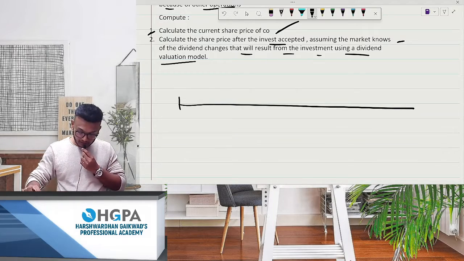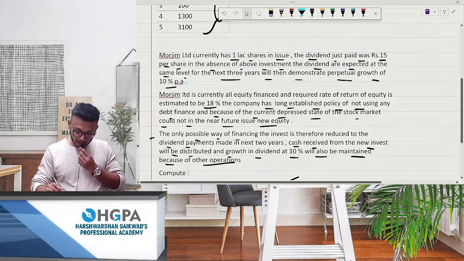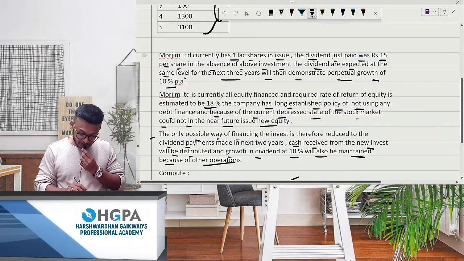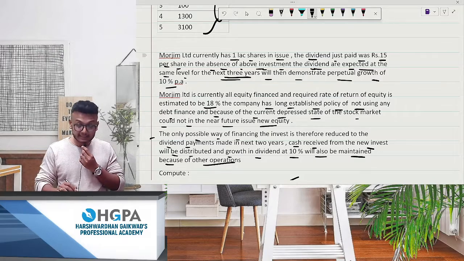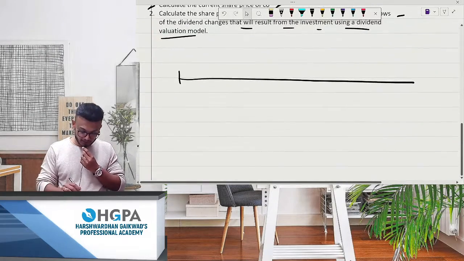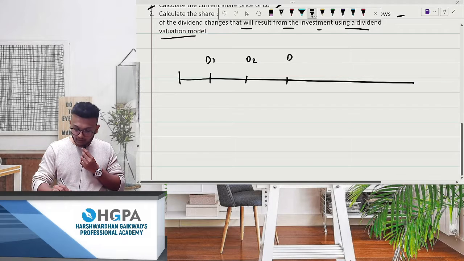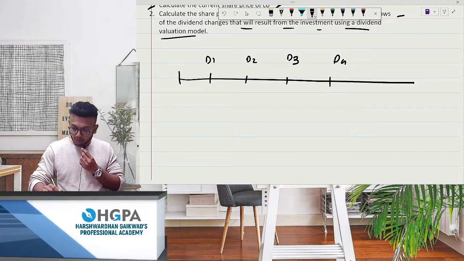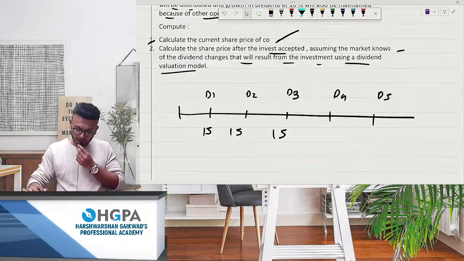Now, if I have to explain this, see what they are telling. The dividend just paid was 15 per share. In the absence of our investment, the dividend is expected at the same level for the next 3 years. So they're telling D1, D2, D3, D4, and so on, D5. 15 rupees, 15 rupees, 15. They are telling the same dividend it is.